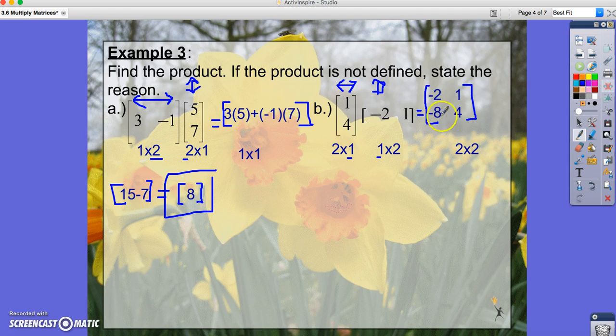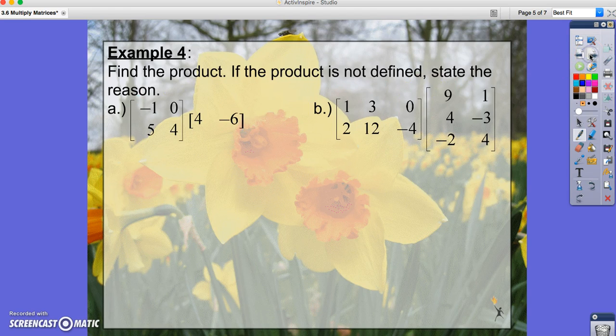So once again, it's very important not only to check the dimensions to know whether or not you can multiply it, but it gives you a guideline of what your end product should look like. All right, let's try another set here.